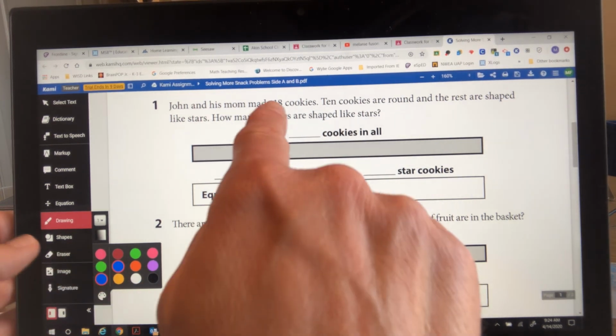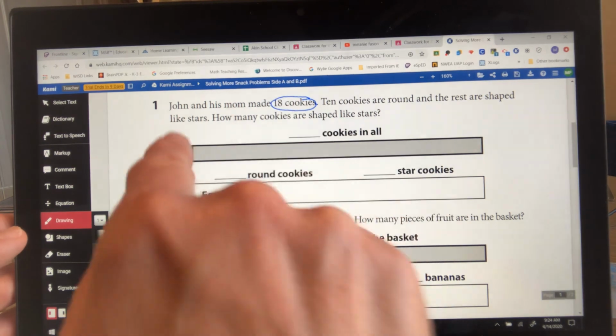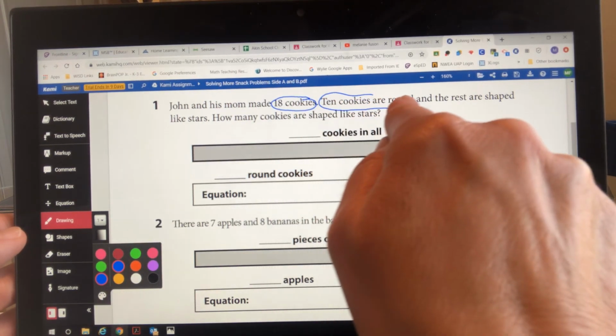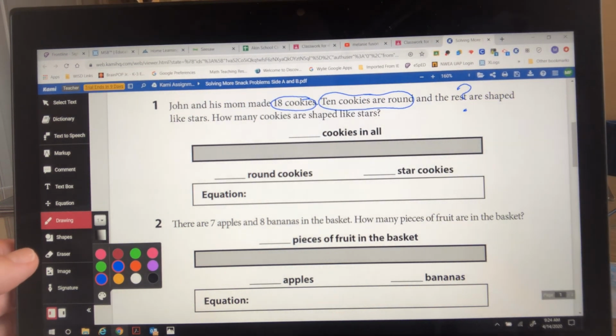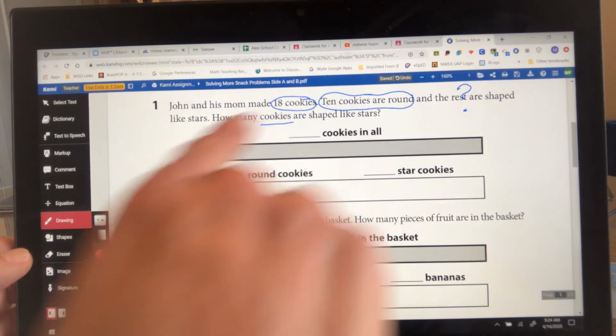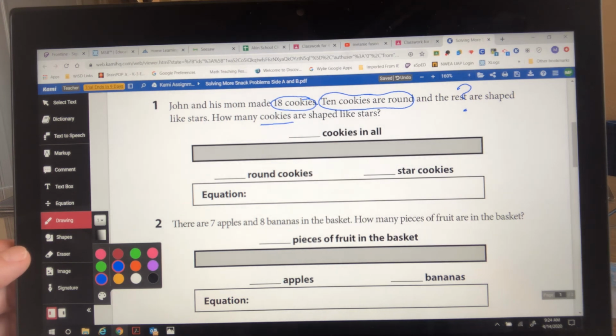made 18 cookies. 10 cookies are round, and the rest, which it doesn't tell me how many, so I'm just going to put a mystery number there, are shaped like stars. How many cookies are shaped like stars? So in this story, I can see John and his mom. I see them in the kitchen, they're making cookies. And when I look down at the cookies after they're out of the oven and they're cooling, I can see that part of them are round and part of them are star shaped.